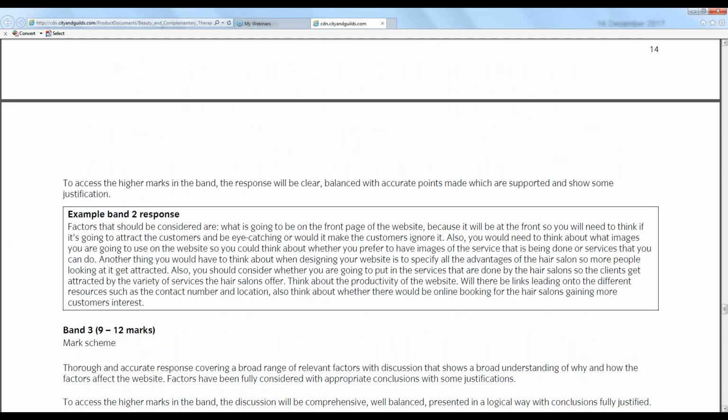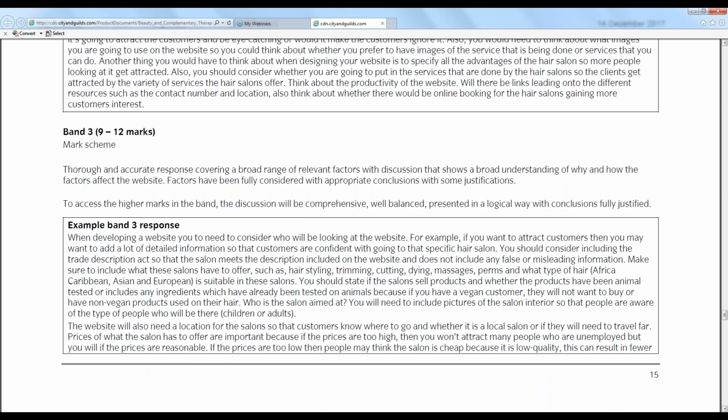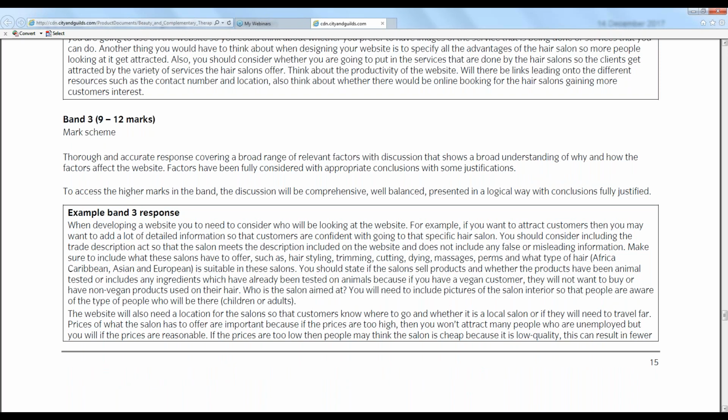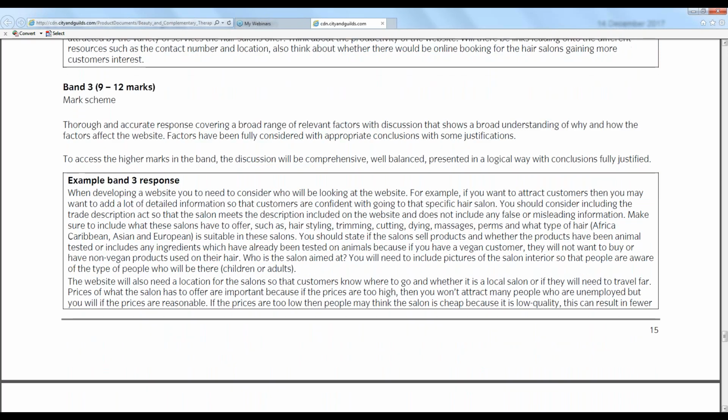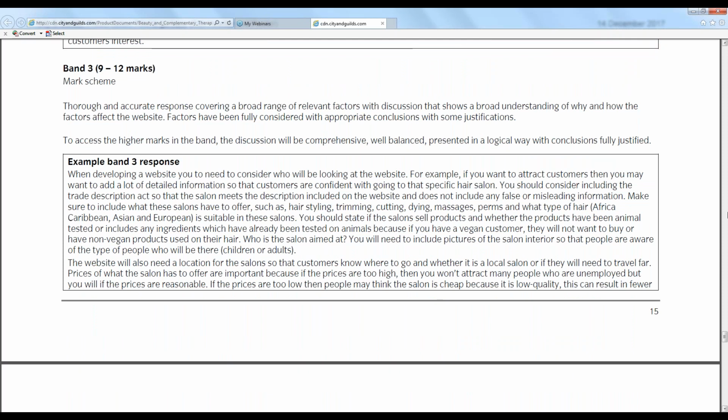So we've given you an example of a middle-ground learner. Then we've given you an example of how a slightly more able learner could actually strive to get 9 to 12 marks, and the sort of response that our markers would be looking for.